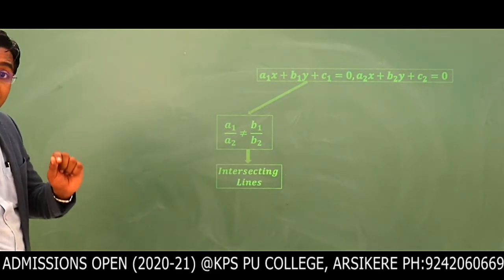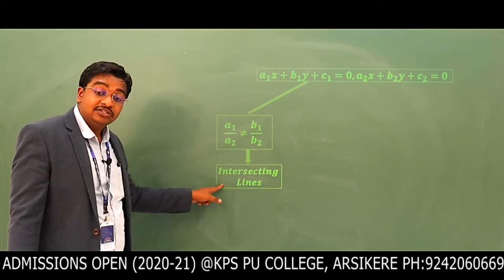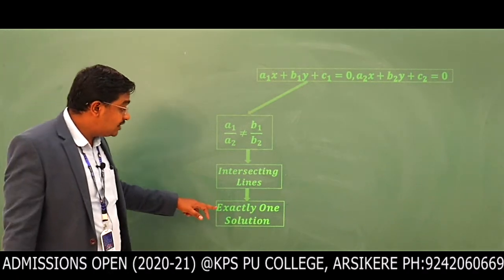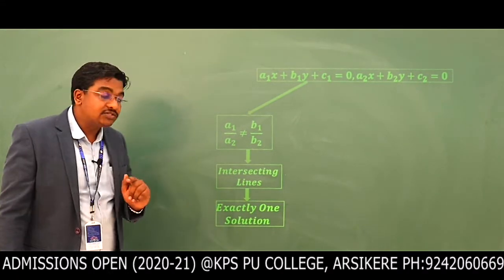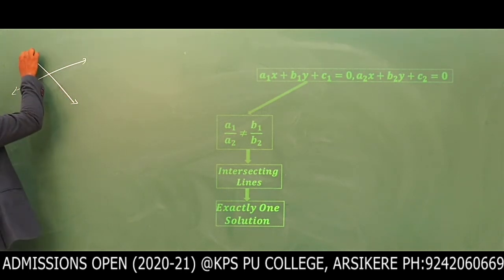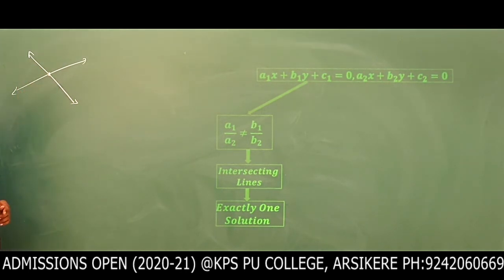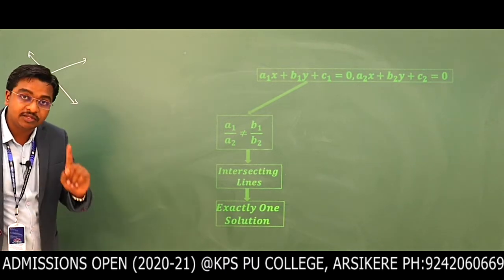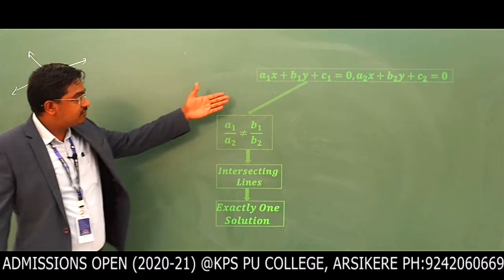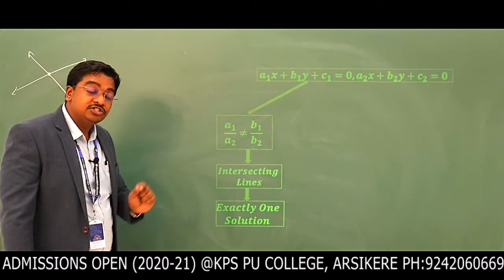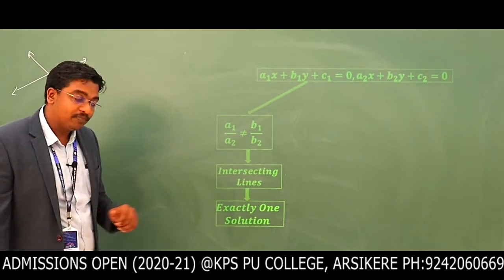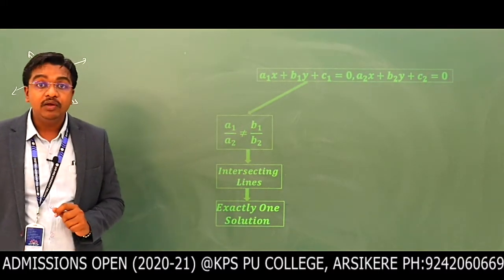we get the pair of intersecting lines. A pair of intersecting lines is nothing but exactly one solution. We get only exactly one solution. Here we have one line, here we have another line. So this point represents the solution. The point of intersection is taken. We get only one point of intersection. The x and y values represent the solution of the given linear equations. So what is the condition here? a1 by a2 is not equal to b1 by b2.